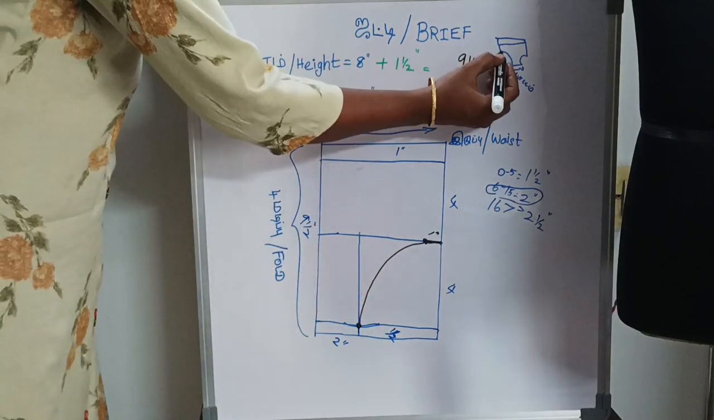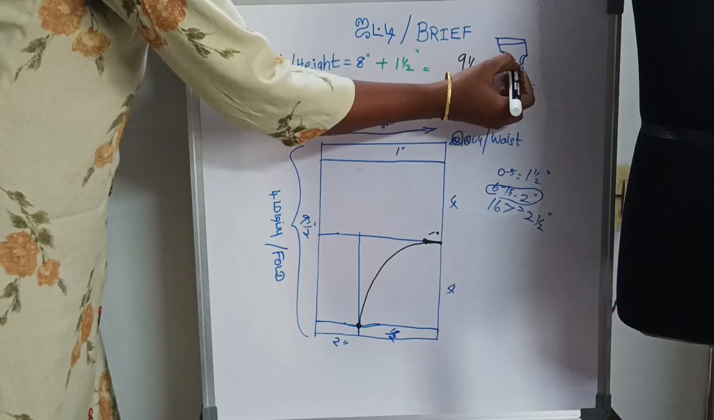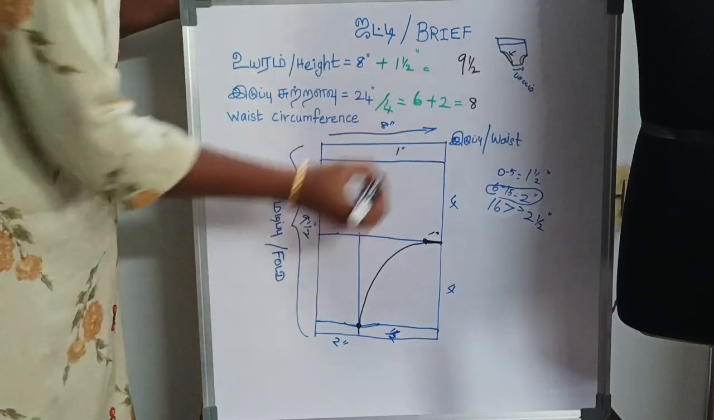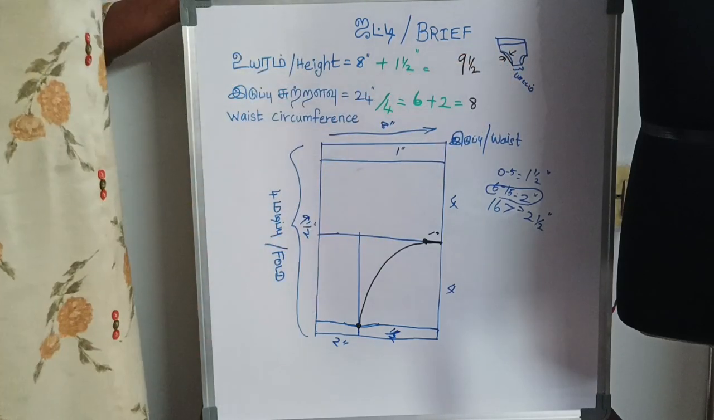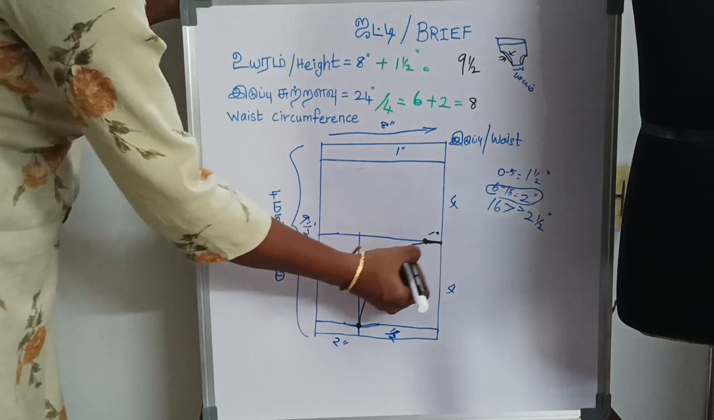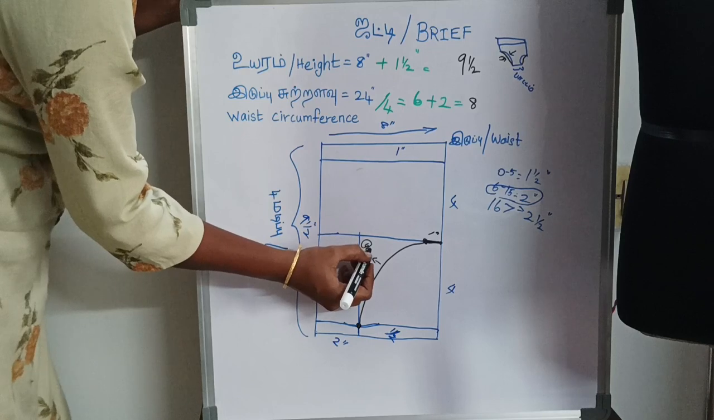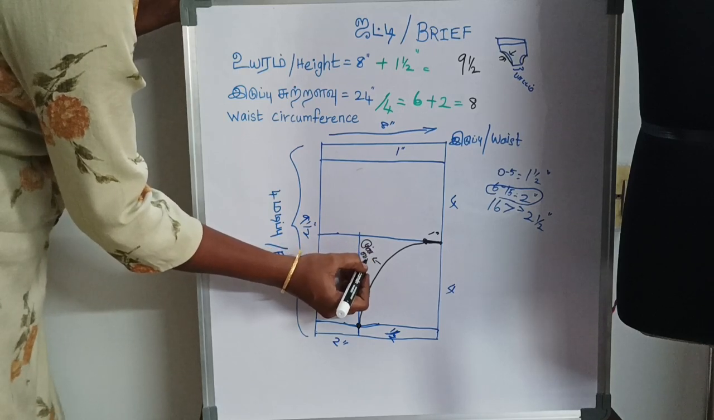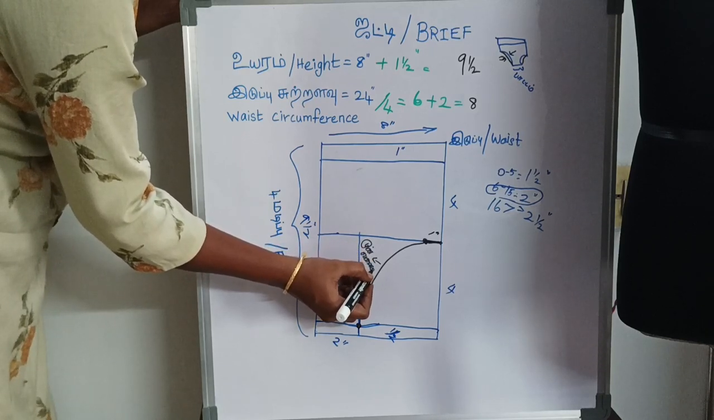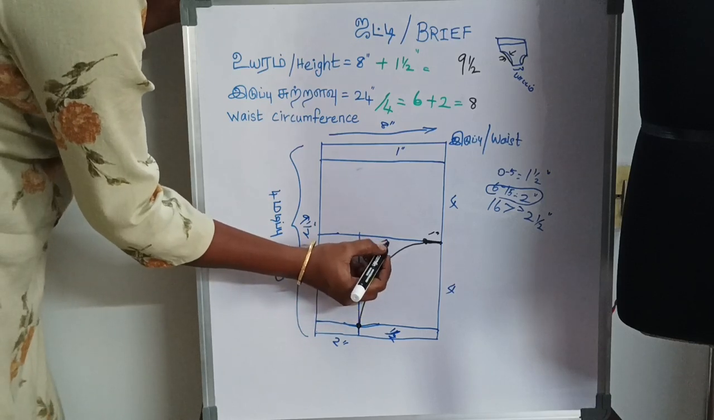You have two curves for a brief, front curve and back curve. Back curve comes outside, front curve will be inside. This is the front curve. Draw a deep front curve. Do not draw the curve till the end.